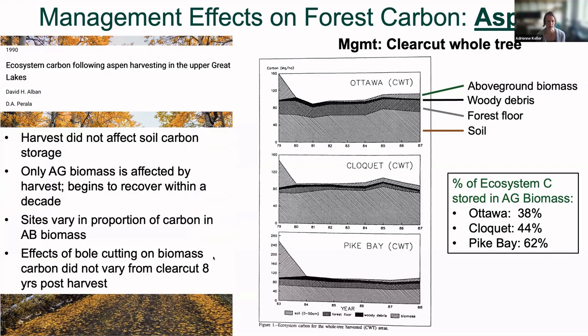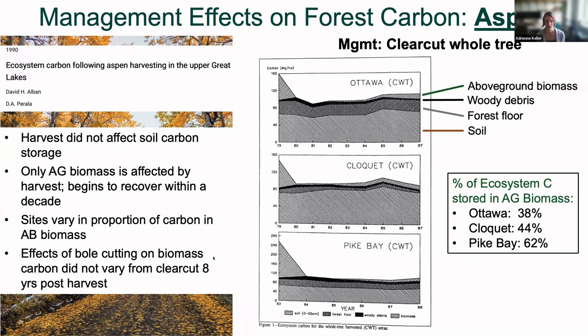So there are a couple takeaways from this. Number one, of course, the clear cutting is going to affect your above ground biomass pool, but harvest did not affect soil carbon significantly at any of these sites. And while above ground biomass is affected by the harvest, at all these sites, the above ground biomass pool begins to recover within a decade. So it's a relatively quick recovery of that pool.